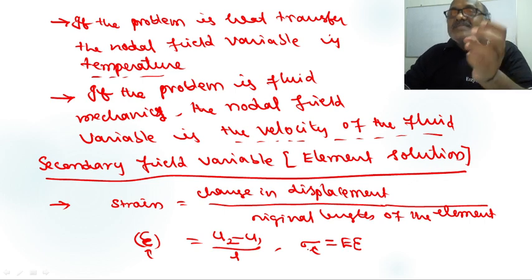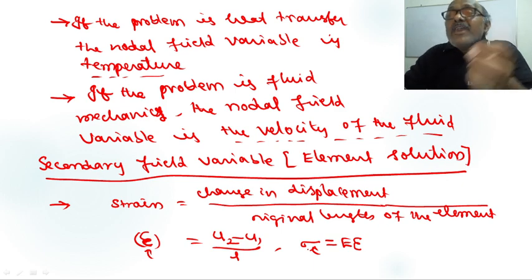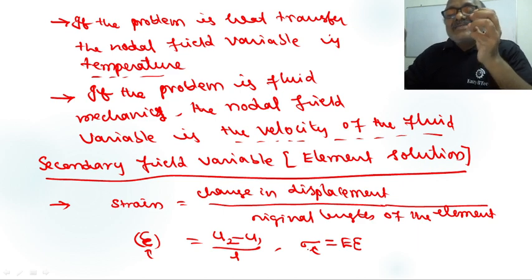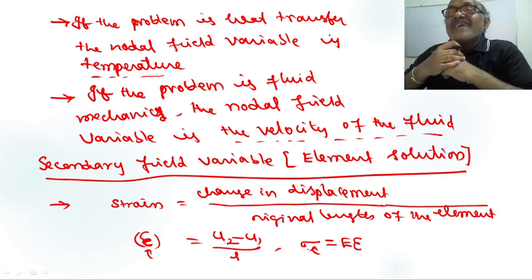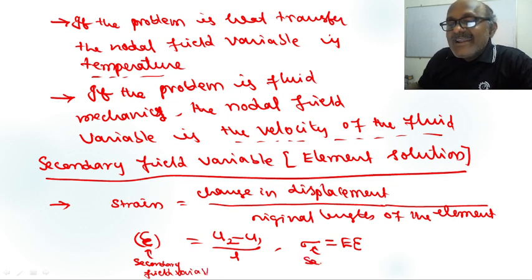The parameters which can be determined by using primary field variables are called secondary field variables. Yes or no, my dear students? Strain is a secondary field variable. Okay, stress is also a secondary field variable. All of it clear, my dear students?